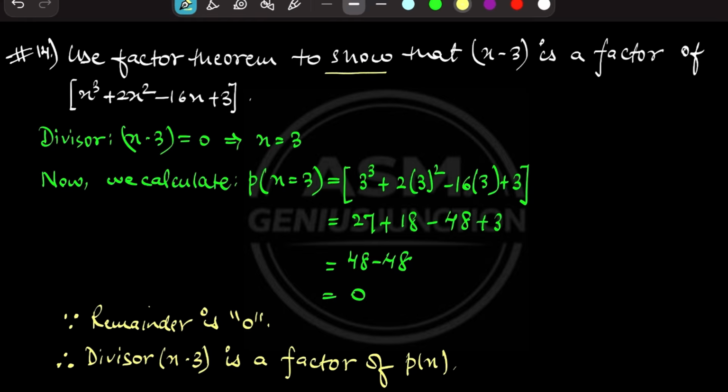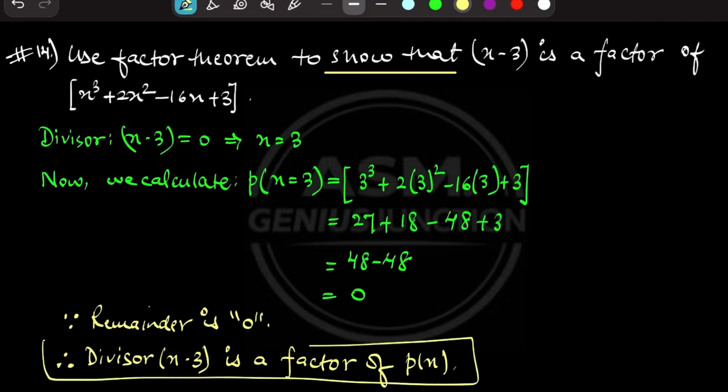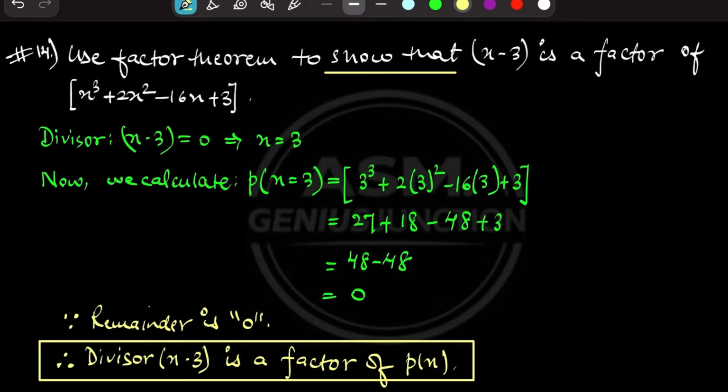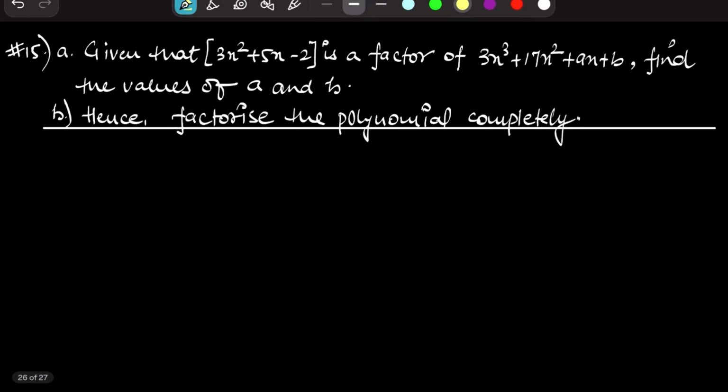So the question was asking to show that, and we have shown that the given expression x minus 3 is a factor of the polynomial x cube plus 2x square minus 16x plus 3. Let's move on to the next level of question from this particular topic.